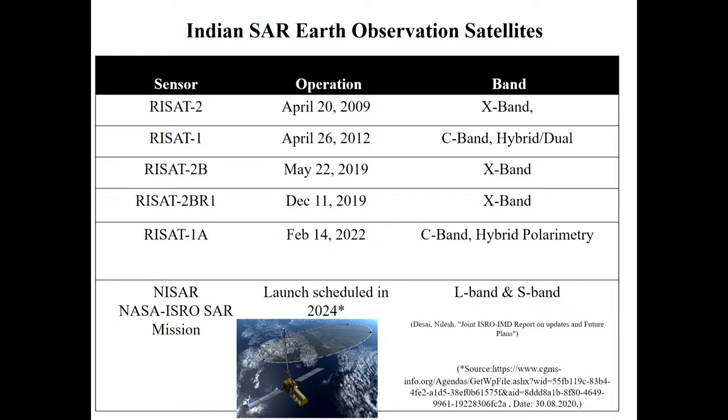And the NISAR mission, it is expected that this will be launched in 2024. The earlier date was 2023, but just a few weeks ago the new date 2024 was given. So this satellite will be the first satellite which is going to provide the Earth observation data set in L band and S band.